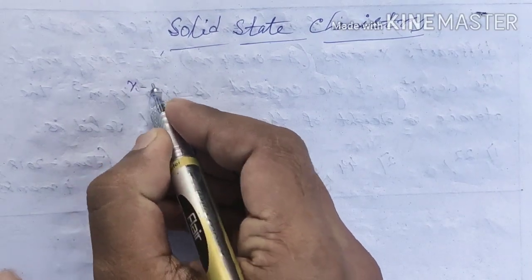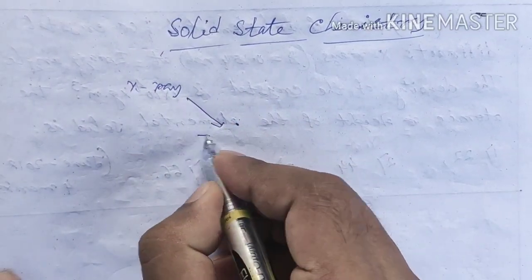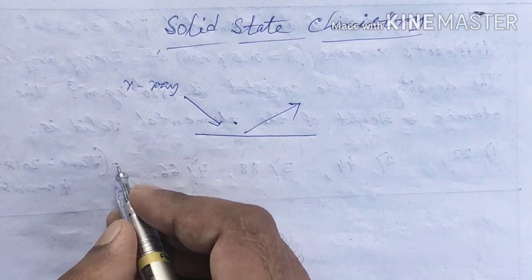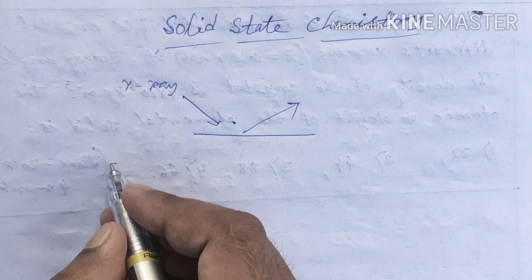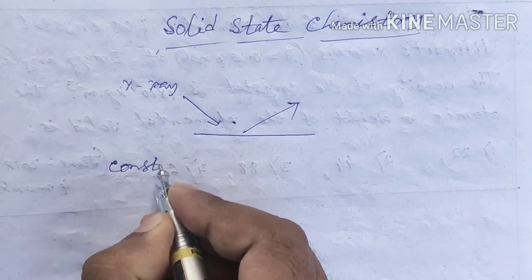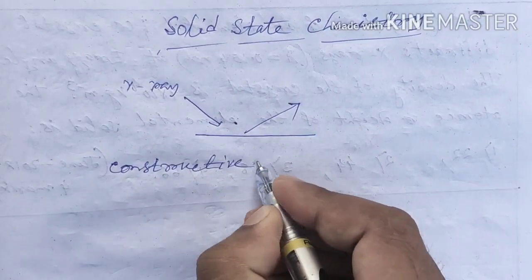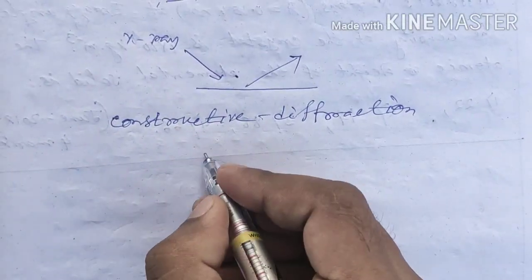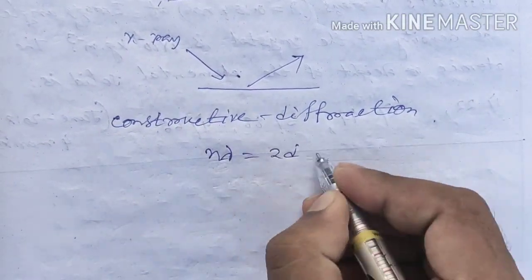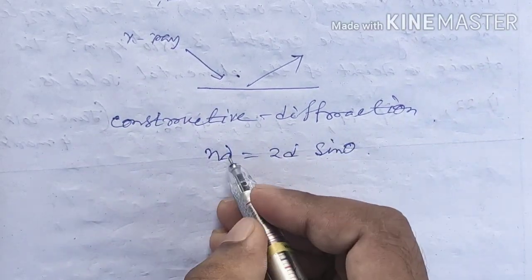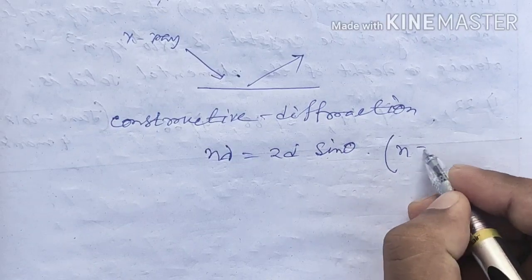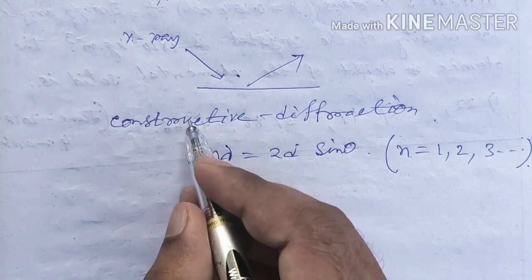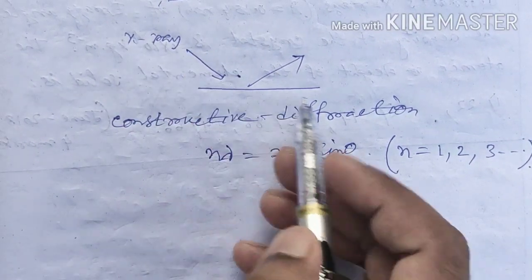If an X-ray falls on a crystal plane and gets reflected from this crystal plane, then the Bragg's equation for this constructive diffraction will be n lambda is equal to 2d sin theta. Here n is a constant whose value is 1, 2, 3, etc. Lambda is the wavelength of the X-ray which is incident on this crystal plane.